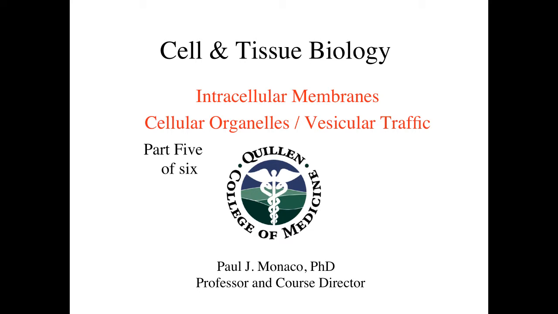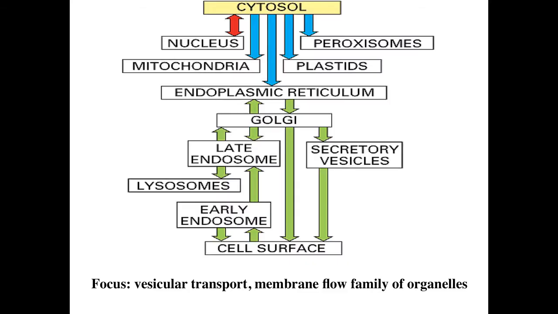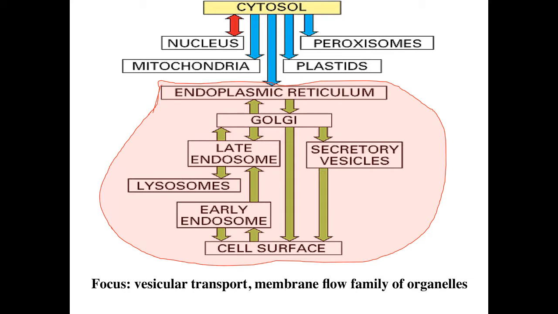We're ready to pick up with part 5 of 6 parts on intracellular membranes, cellular organelles, and vesicular traffic. What we're going to do in this part of the presentation is focus on vesicular transport in relation to the membrane flow family of organelles. So we're going to be looking at movement of material by way of vesicles from the ER to the Golgi and through the Golgi, and then to secretory vesicles and to the cell surface. We'll also look at routing to lysosomes a little bit, and we'll talk a little bit about the endosome compartment.